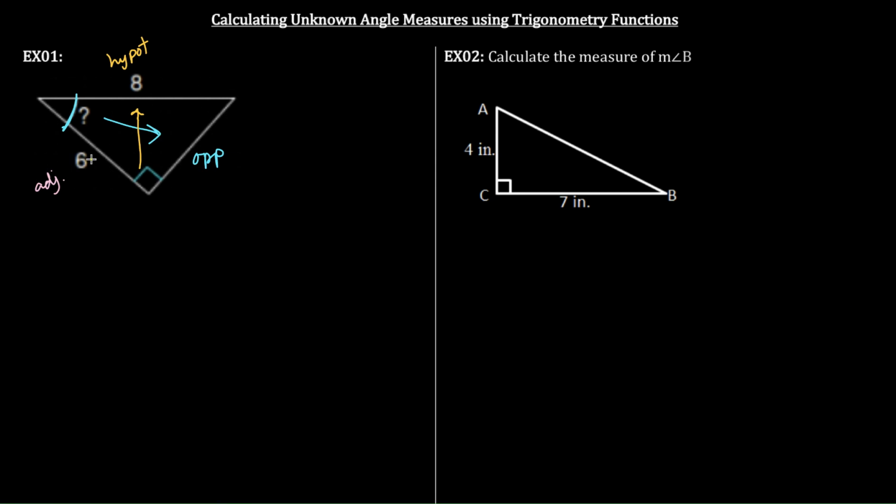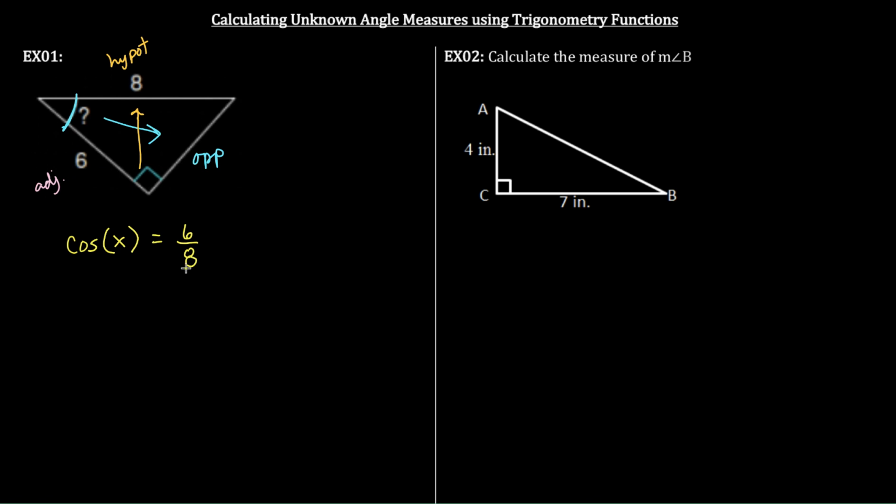So we go Some old horse. Nope. Caught a horse. Yeah. So we're going to use cosine. We're going to do the cosine of this question mark, so cosine of x is cosine, caught a horse, so 6 over 8. Right, so we have this.